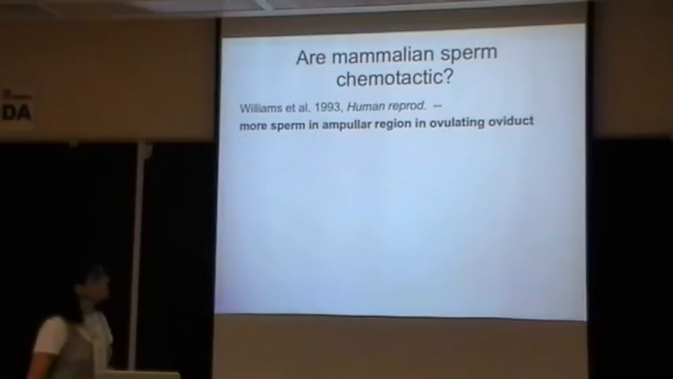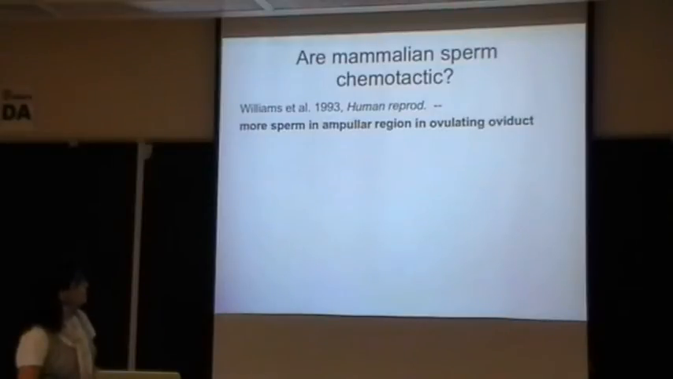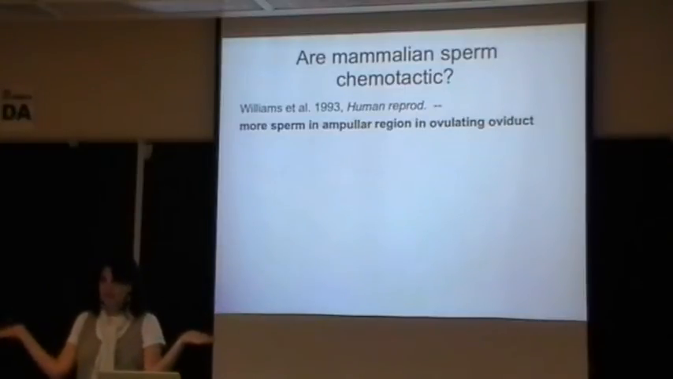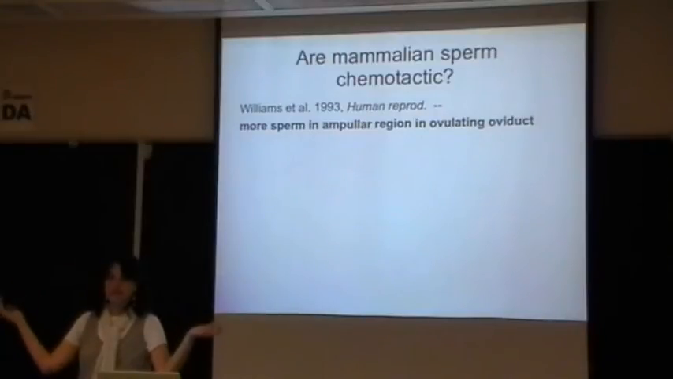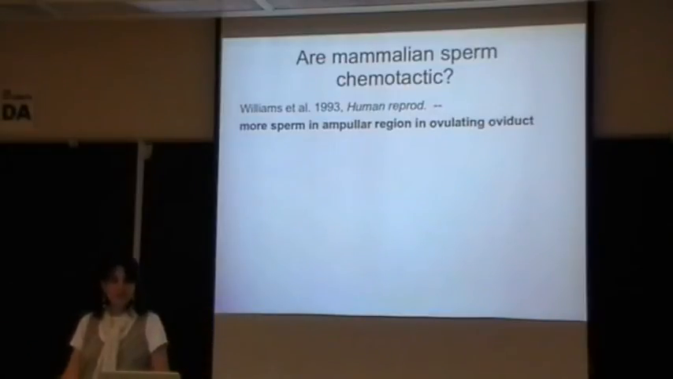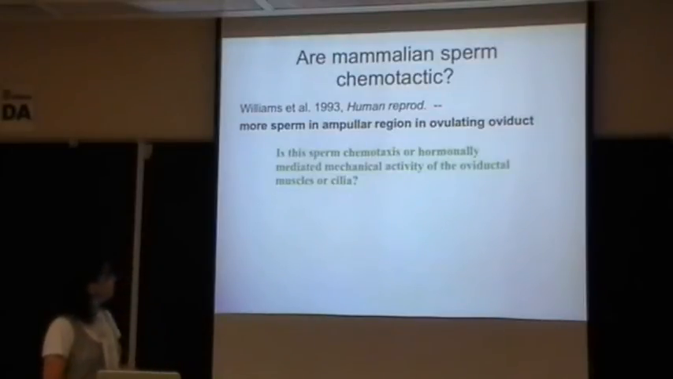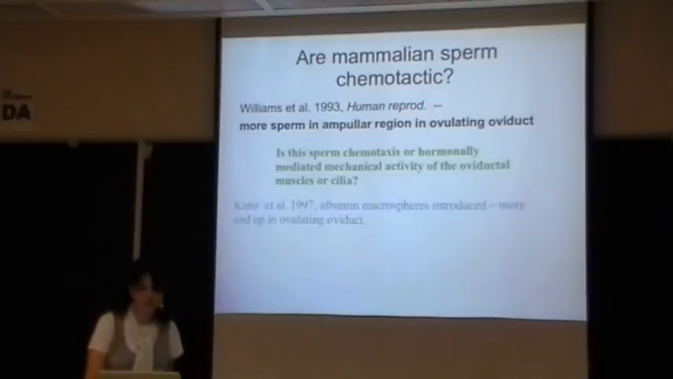I think when I wrote this slide a few years ago, since then there's been some more work, but the evidence is that there is some chemotaxis. Each month one side versus the other ovulates. So there were some studies done that showed that there were more sperm in the ampular region in the ovulating oviduct. Now the question remains, is it the sperm that are smart, or is it the female reproductive tract doing something to urge the sperm towards that side? So here, is this sperm chemotaxis or something else?